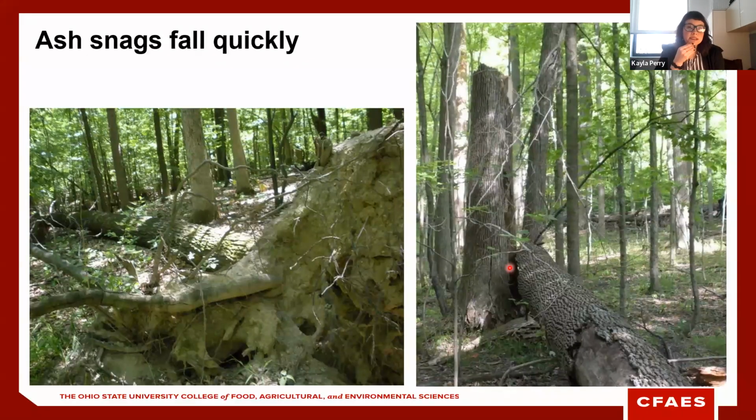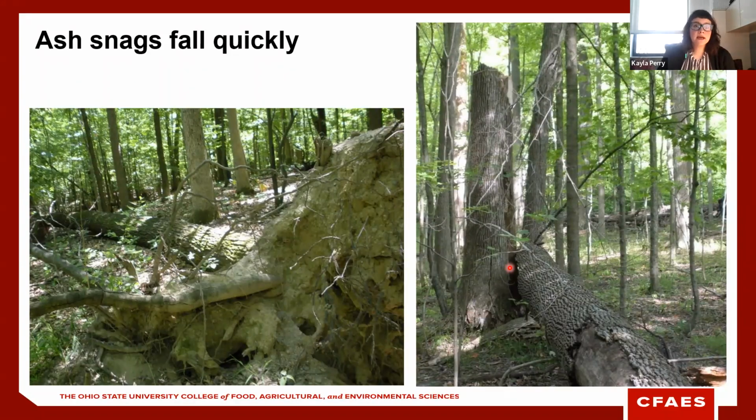We've also seen that once ash trees die, they tend to fall to the ground and become a safety hazard. So if trees are not treated, they succumb to EAB. There's significant safety concerns surrounding what happens to these standing dead snags. And we received a lot of questions from park managers and homeowners about how quickly ash snags fall, how they fall, and what's the best way to deal with these safety hazards.